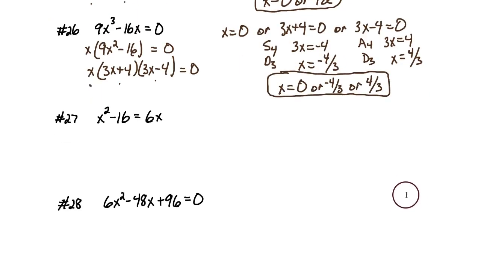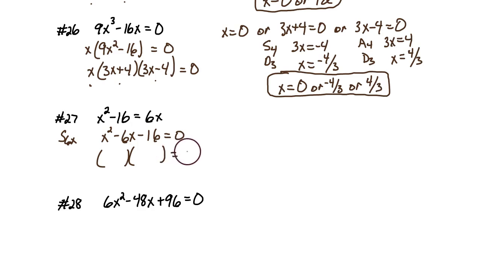For number 27, let's use the same technique. If we subtract the 6x, we can get a 0 on the right side. Now let's factor the trinomial using FOIL. X times x is x squared. We need two numbers that multiply to negative 16, so one's positive and one's negative. We want them to combine to negative 6. How about a negative 8 and a positive 2? Now take each factor and set it equal to 0. From the first one, we'll get x equals 8, and from the second one, we will get x equals negative 2.